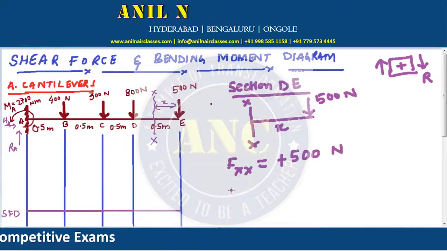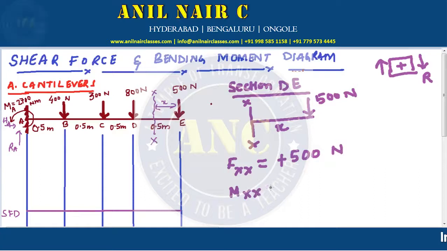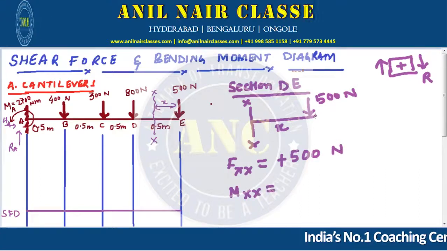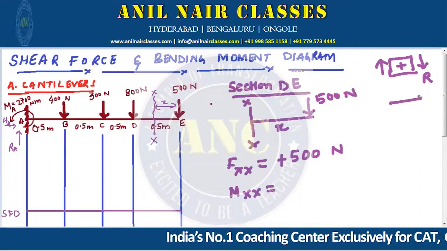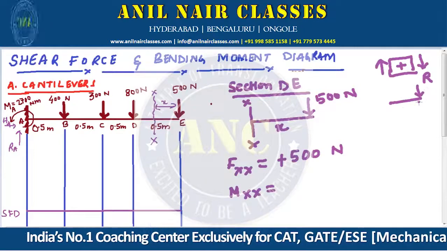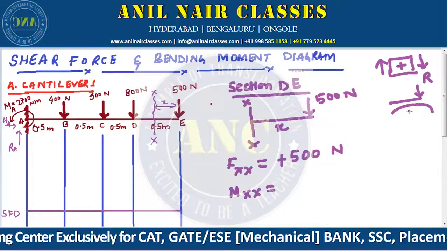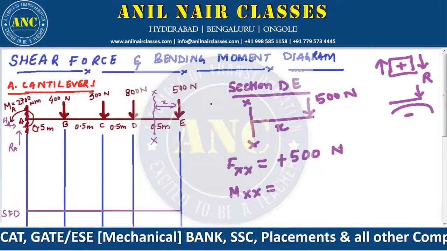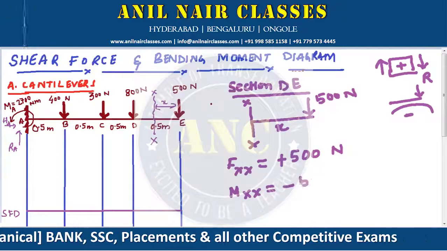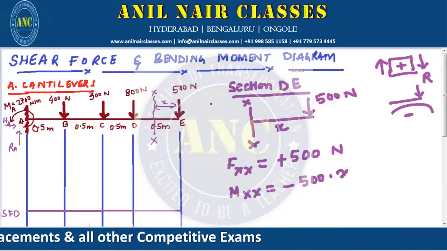Now similarly, we can check with moment. So moment will be what? When this load acts down, what happens? This bends, this sags, and sagging is always negative. That's why minus 500 into X.